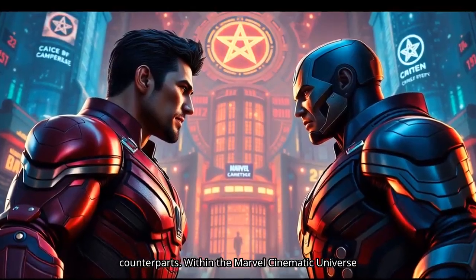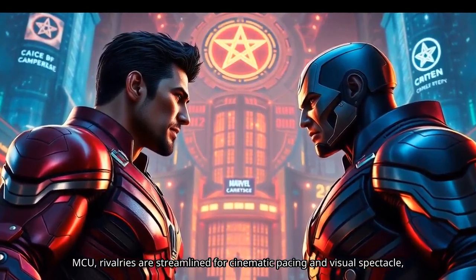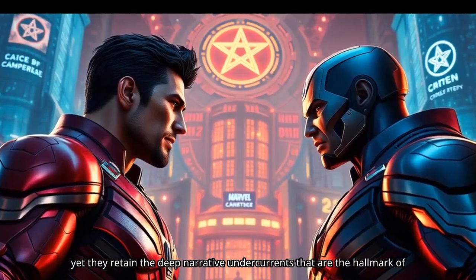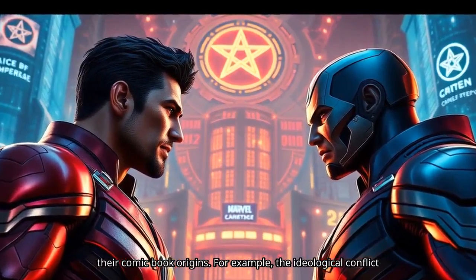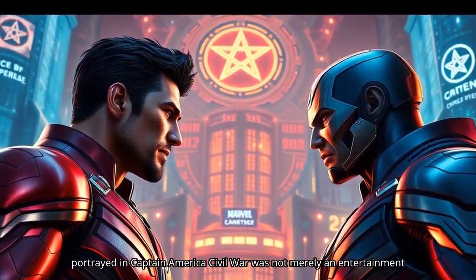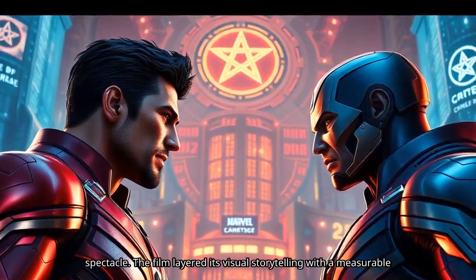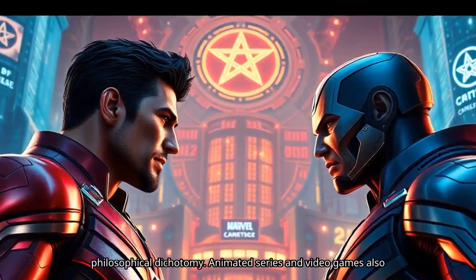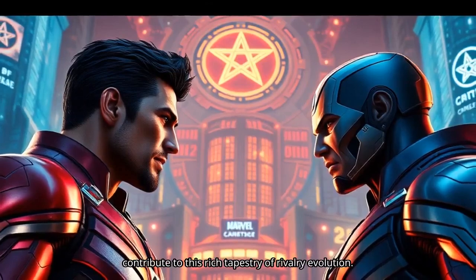Within the Marvel Cinematic Universe, MCU, rivalries are streamlined for cinematic pacing and visual spectacle, yet they retain the deep narrative undercurrents that are the hallmark of their comic book origins. For example, the ideological conflict portrayed in Captain America: Civil War was not merely an entertainment spectacle. The film layered its visual storytelling with a measurable philosophical dichotomy. Animated series and video games also contribute to this rich tapestry of rivalry evolution.